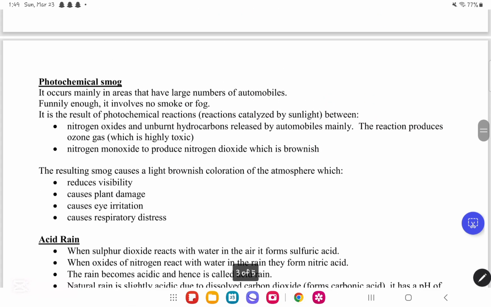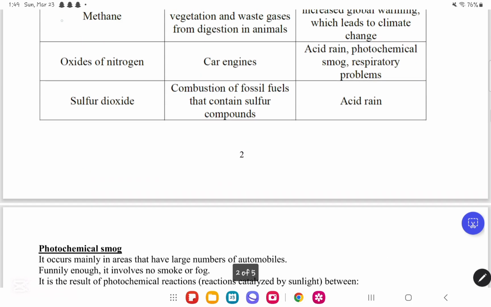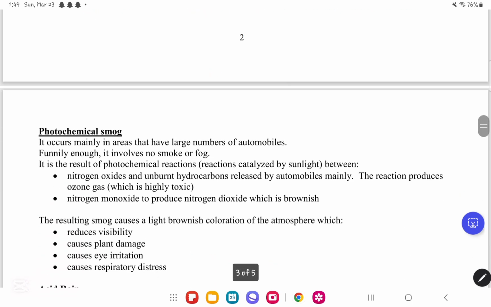Now we will discuss photochemical smog. It occurs mainly in areas that have large numbers of automobiles. So definitely, we said that smog will come from oxides of nitrogen, and oxides of nitrogen come from car engines. So definitely more car engines means more oxides of nitrogen, means more photochemical smog. Funnily enough, pay attention, it involves no smoke or fog. It's not smoke, it's not fog, but it's something similar to a fog. It's a thicker version of fog, how I would explain it.